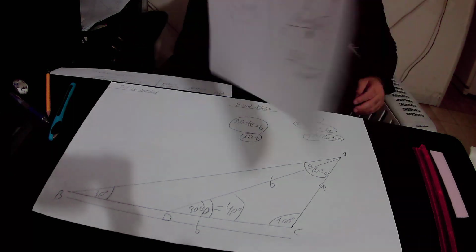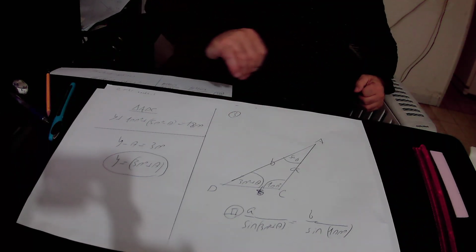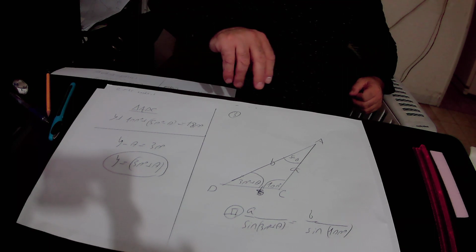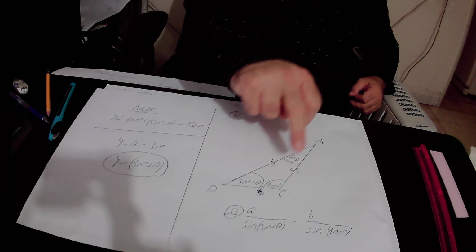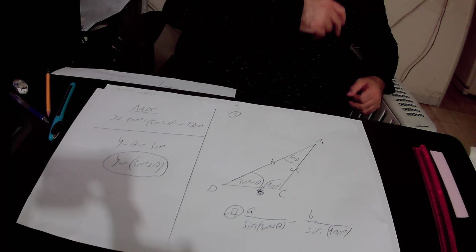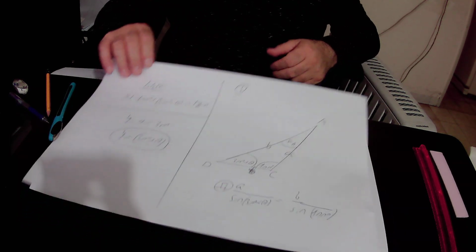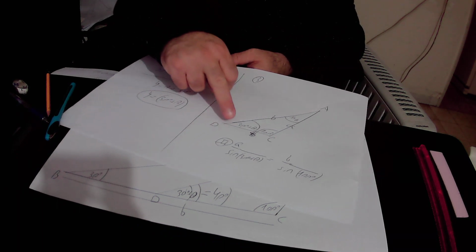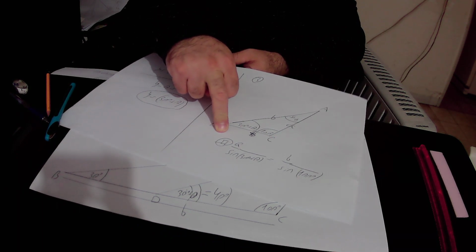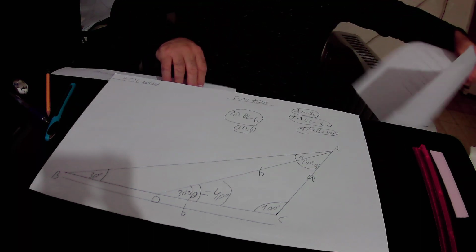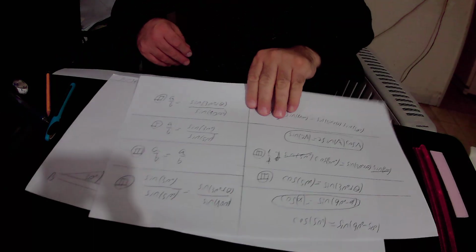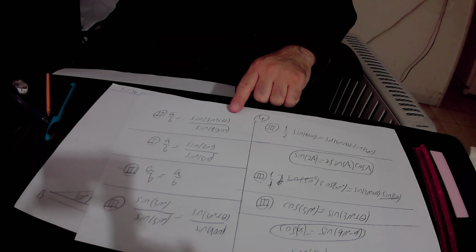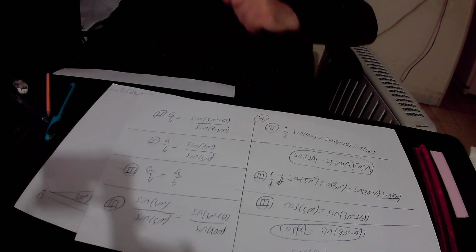Then we implemented the law of sines in this triangle ADC. According to the law of sines, A over sine of 30 degrees plus theta will be equal to B over sine of 100 degrees. This is according to equation number 2. So here we divided this equation number 2 by B, and then we multiplied it by sine of 30 degrees plus theta, and we got that A over B according to equation number 2 equals sine of 30 degrees plus theta over sine of 100 degrees.